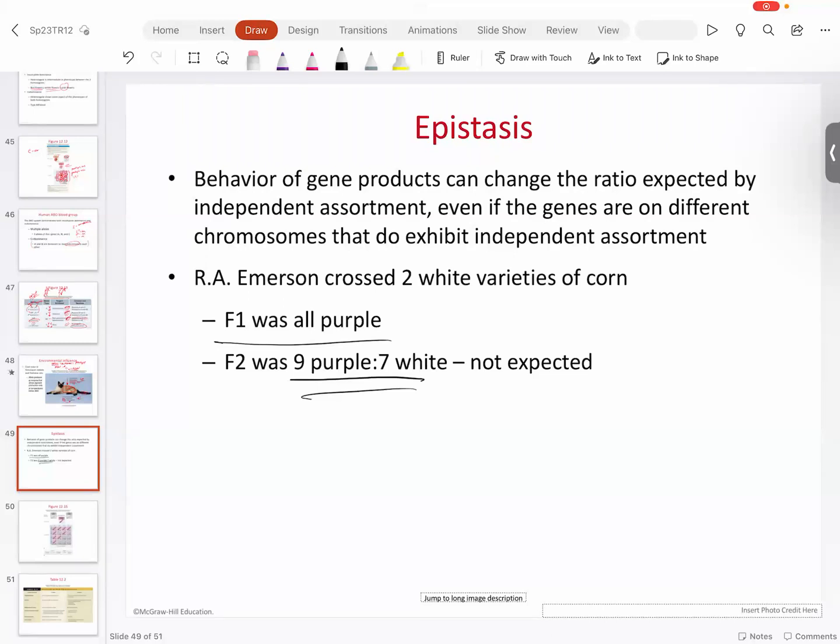Well, where does this come from? It comes from Mendel's basic 9:3:3:1 ratio, right? Because if you take 9:3:3:1, you have 9. If you add the other 3, you get 9:7. And we'll take a look at that.